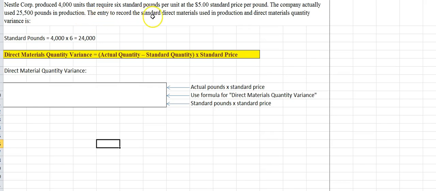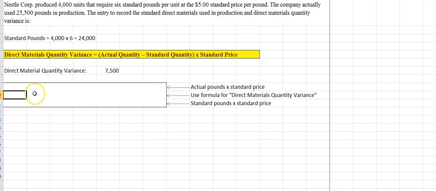The entry to record the standard direct materials used in production and direct materials quantity variance is, okay? So we know the standard pounds that were supposed to be used, well, let's do this first. Direct materials quantity variance is going to be equal to actual quantity. We already said that the actual quantity was 25,500. Let me write that here. 25,500 minus the standard quantity, which is 24,000. And then you're going to multiply that times the standard price. And it says that the standard price is $5. Okay. So the direct materials variance is going to be 7,500.